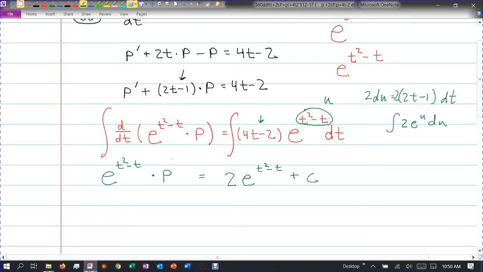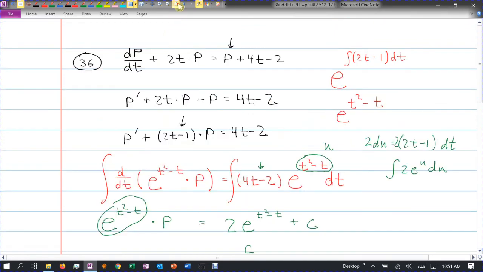And now we can divide through by this thing. I'll do that because it's not too bad. So I divide the first one, I get 2, and then plus c over that. Like that. All right, which one was this? Yeah, okay, that's good. It's 36, so 37.